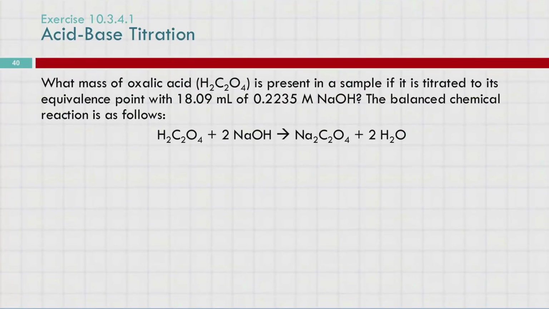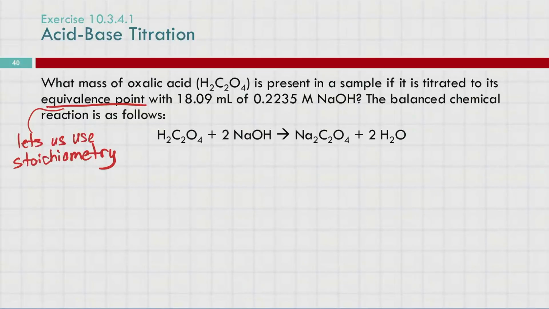Another relevant acid-base titration question. What mass of oxalic acid, H2C2O4, is present in a sample if it is titrated to its equivalence point? Again, equivalence point lets us use the stoichiometric ratio. This means that our H plus equals our OH minus. So stoichiometry unlocked.